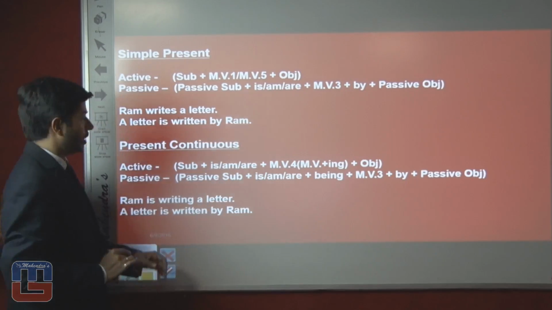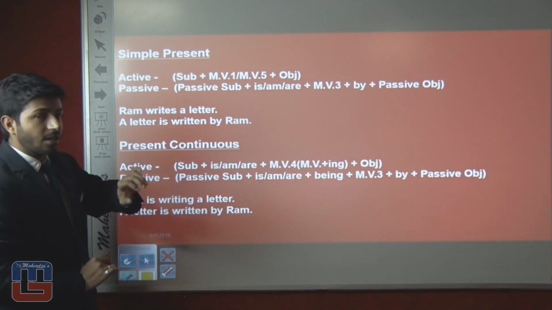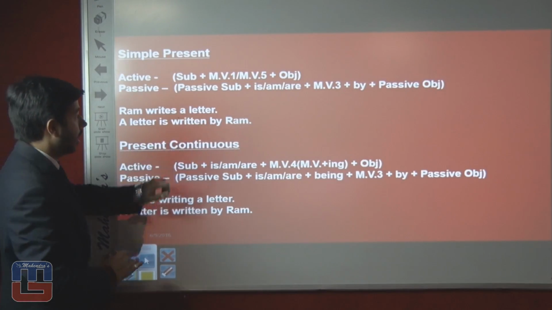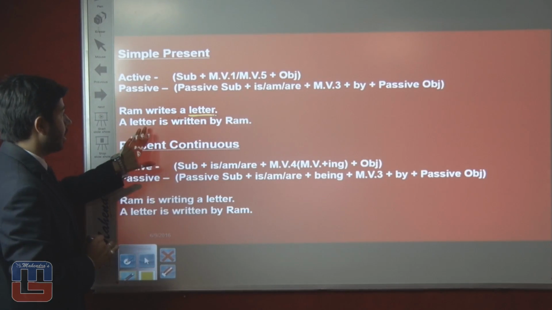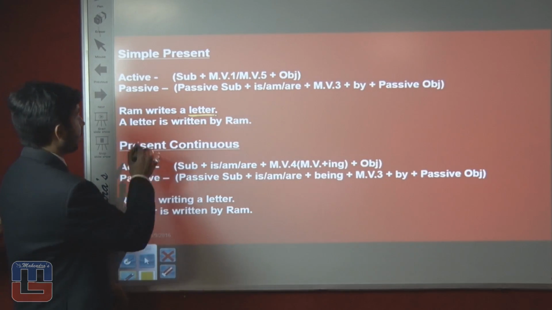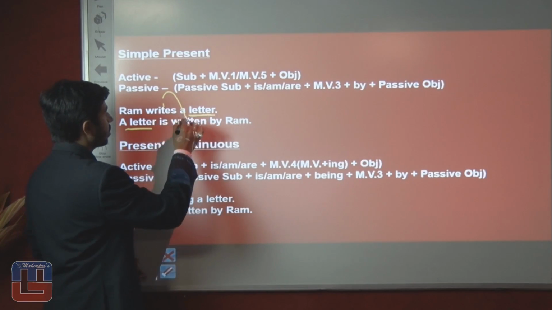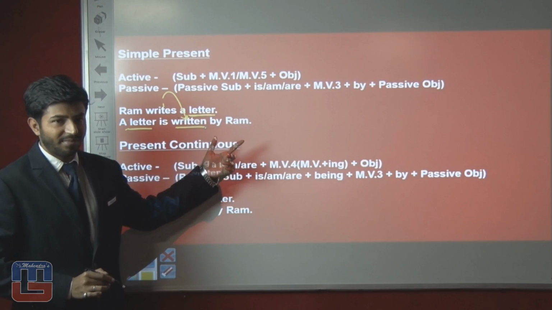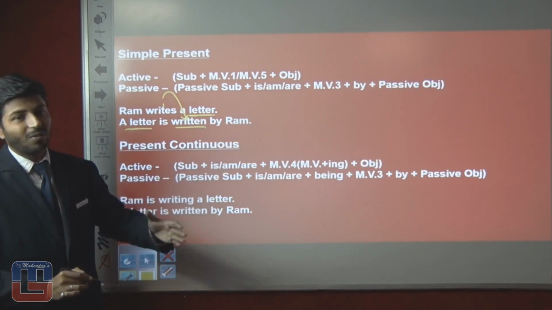two examples. Example number one, Ram writes a letter. This is a sentence which is based on the active voice of the simple present. Ram writes a letter. Letter is used here as an object, and we are taking this object as a passive subject. Therefore, a letter is used here, and we have to change the verb into the third form. Written is used here. So a letter is written by Ram. So the subject which is in the active voice becomes the object in the passive voice, as we have already discussed.